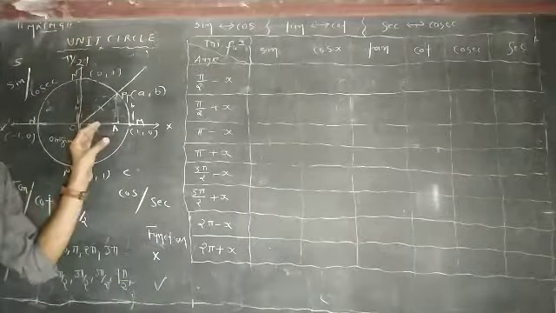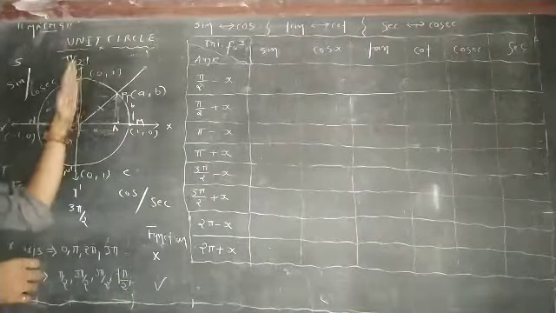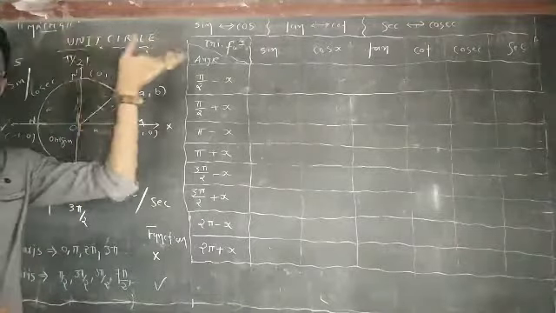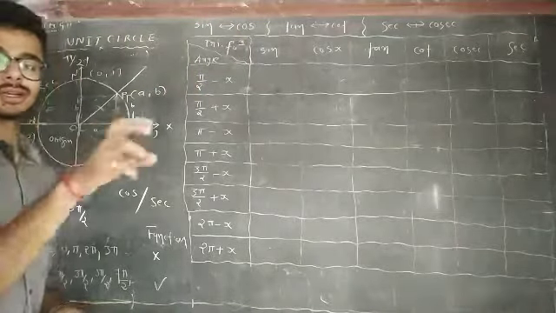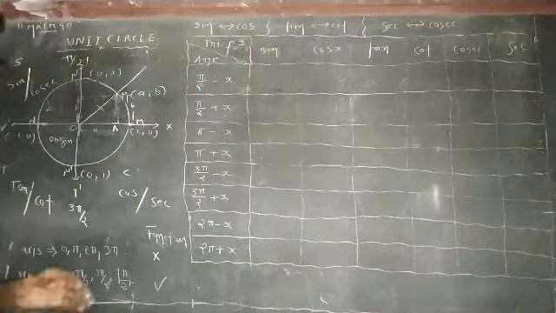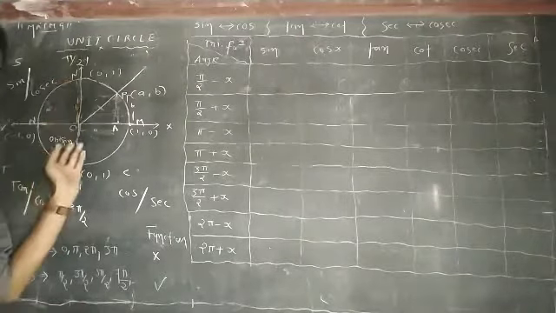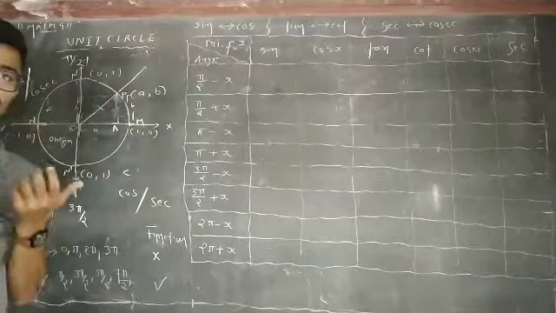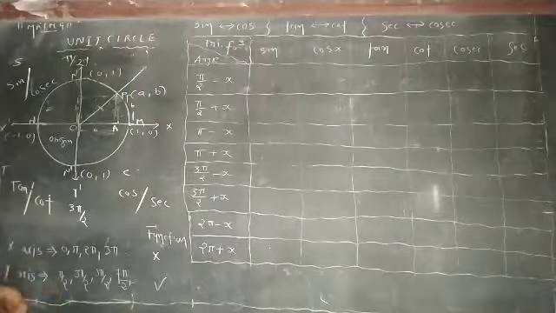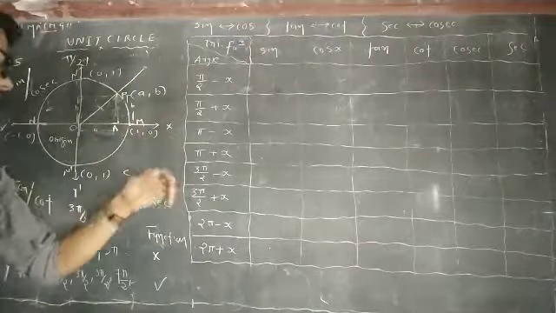In the previous lecture, we studied how to find the value of the trigonometric function from 0 to 90 degrees. In the case of more than 90 degrees, how can we find out this value? For that, we have to prepare this table.